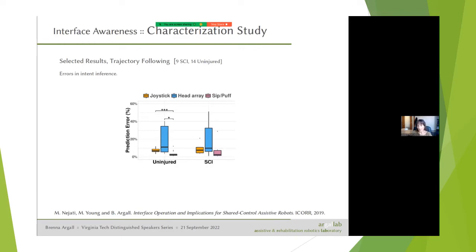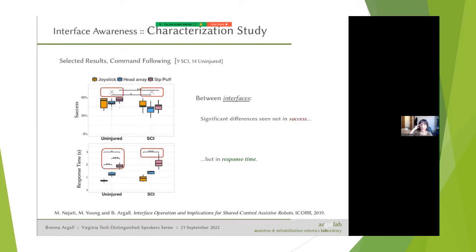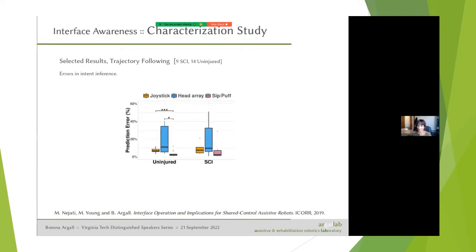And what's interesting is that if we looked back at where we saw response time, actually the sip and puff had the longest response time. The head array was in the middle and the joystick was later. And yet when we look at this interface, the head array is the one that had the most prediction error. We're not exactly sure why that's the case, but it's telling us that there's something richer going on under the surface here.